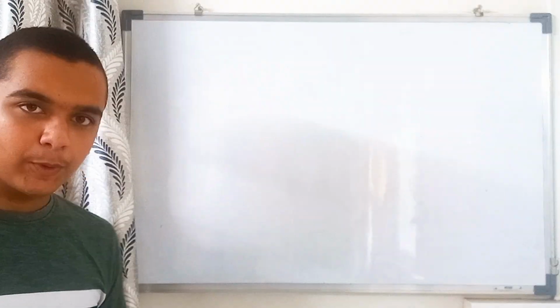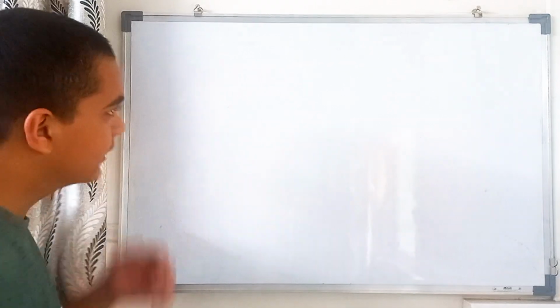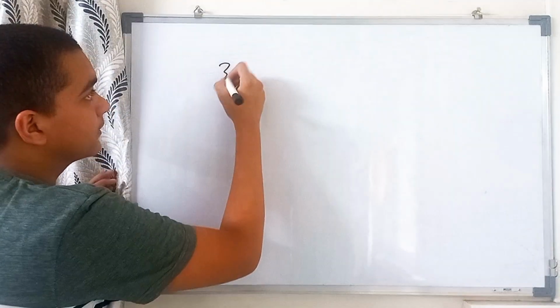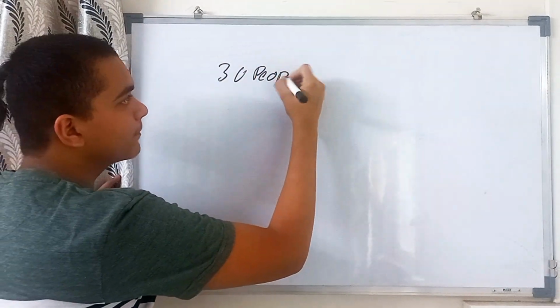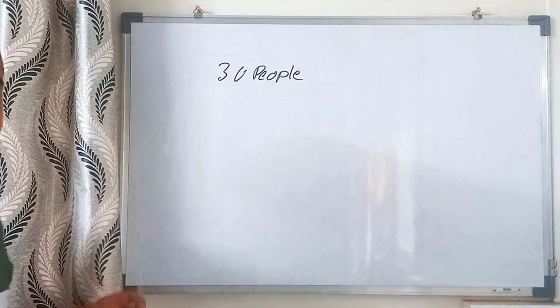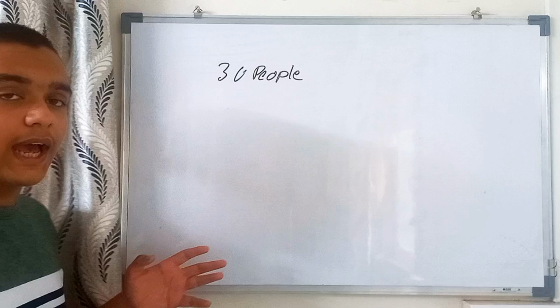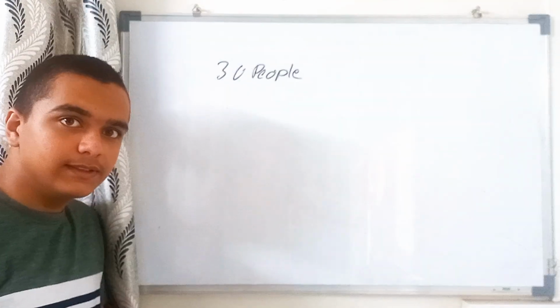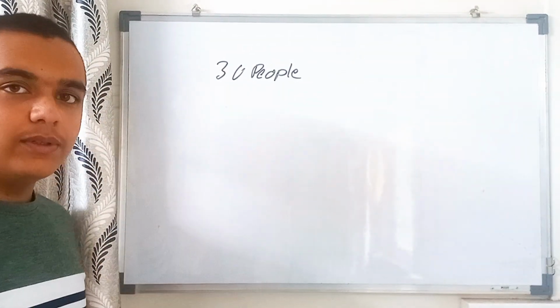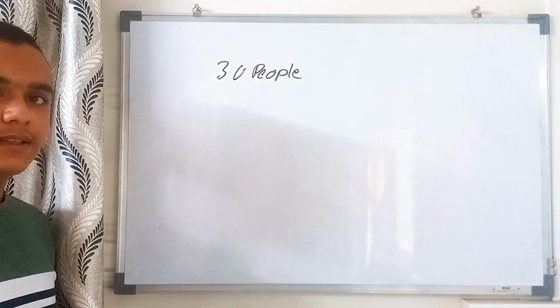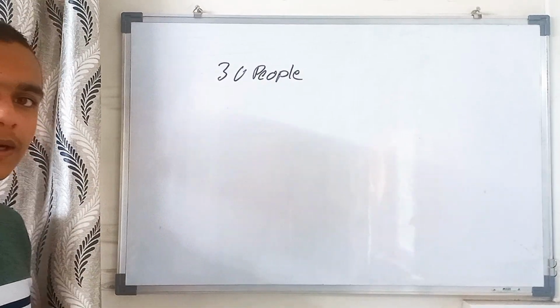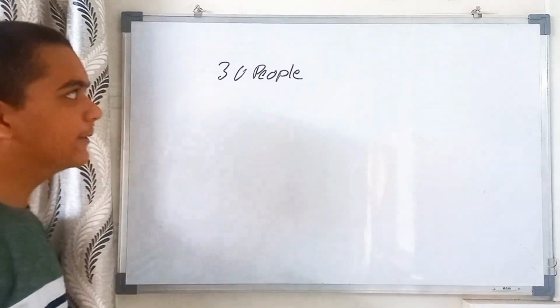Hello everyone. Today we're going to solve a problem from the movie Super 30 where they say there are 30 people in a room. They're shaking hands with one another, and after they have all shaken hands with every other person, they have to count how many handshakes there have been.